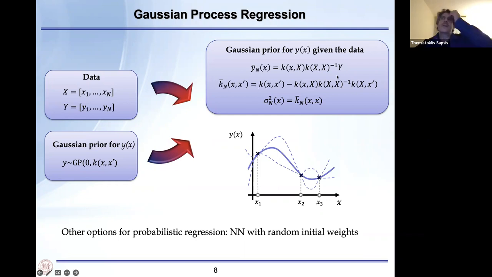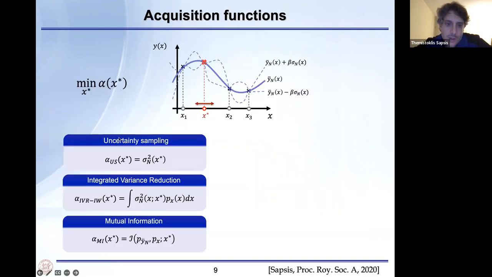What that means is that even if you have a function that has zero dependence on a particular variable, this criterion will still tell you to sample over these dimensions, despite the fact that the function has no dependence on those. You see that Kn depends only on capital X, which means that the variance is independent of the actual value of the function Y, so you are spending a lot of resources exploring places that are completely irrelevant to the output.